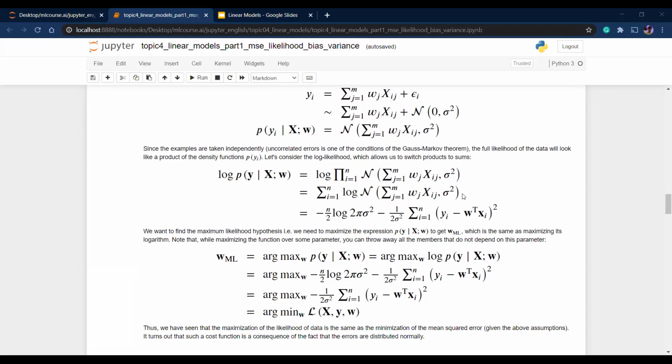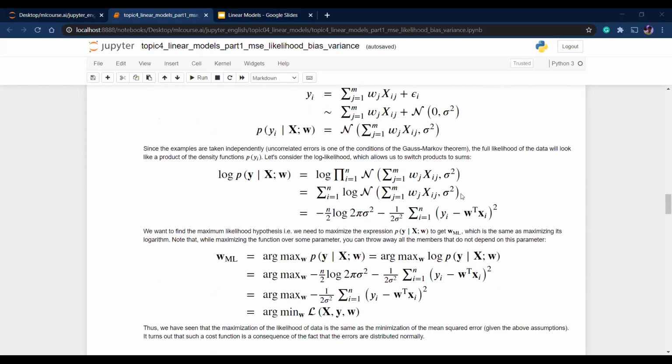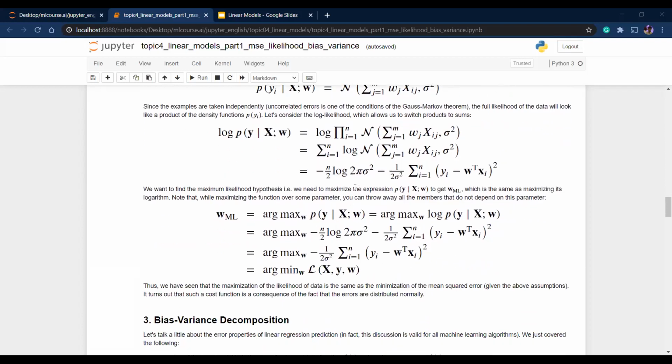If you want to verify this, it's really easy to do. You just replace this equation here and you will get this. Trust me, you will get this. And our goal was to find W. And how do we do that? We take the derivative, we set it to 0, solve for W.